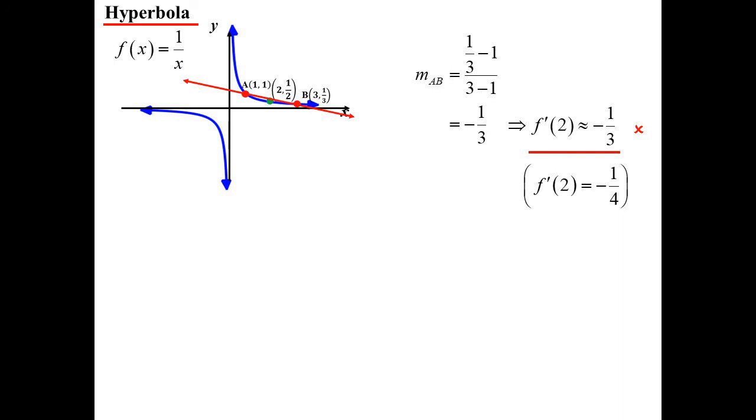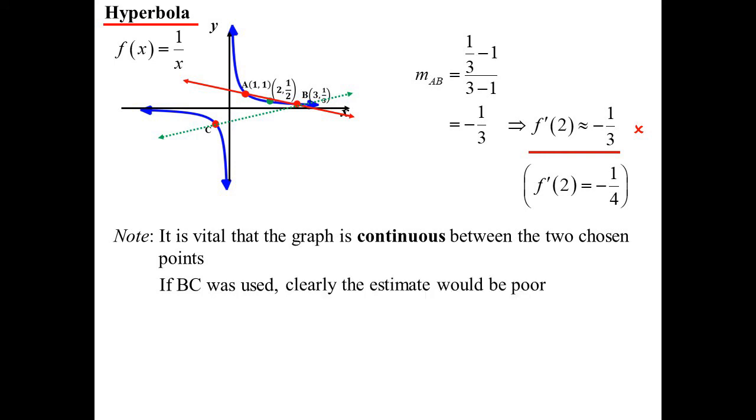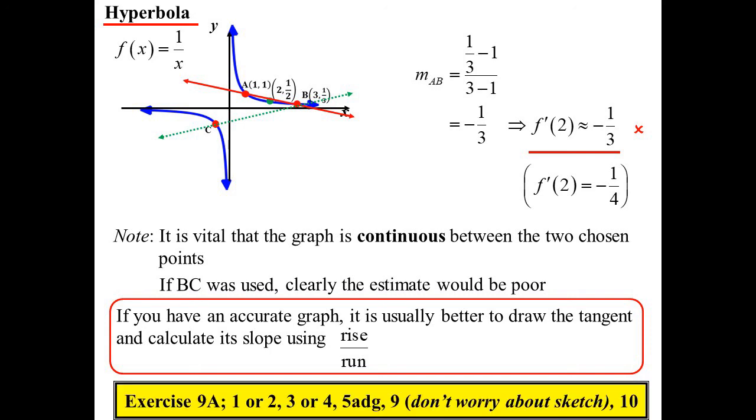And in fact, you've got another problem with this one too. If you've got something that's not continuous, when you pick the 2 points, you make sure they're on the same side of the asymptote. Because imagine I did it this way. Oh, I'm going to put C over there. And I'll use BC as my estimate. Well, you can see it's just terrible. So one, you need an accurate graph. If you've got an accurate graph, then it's probably better to just draw the tangent in and then read off the graph, rise over run. It's probably going to get you a better estimate. Not the best way of doing it, but it is a way of doing it. There's 9A.